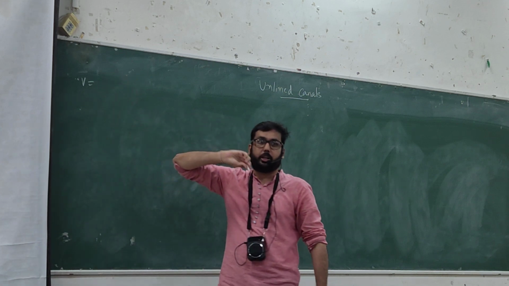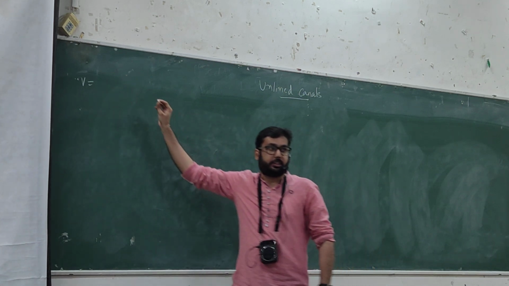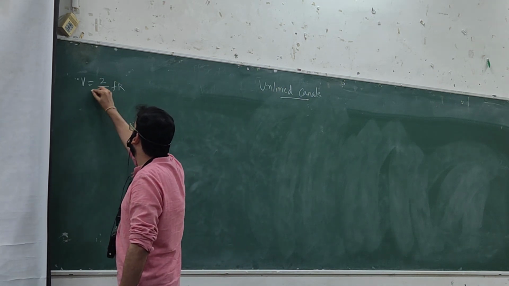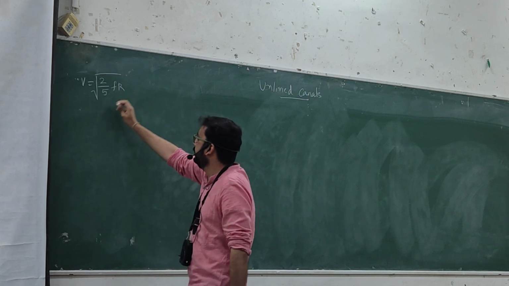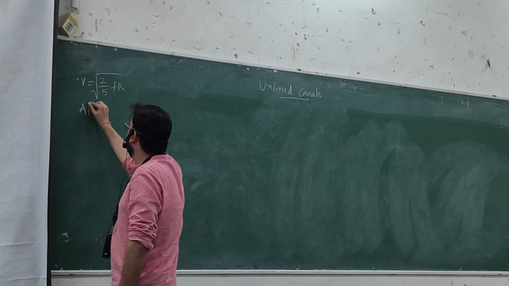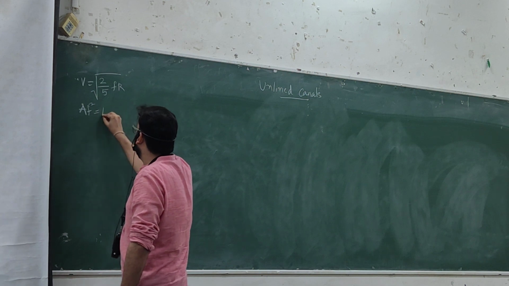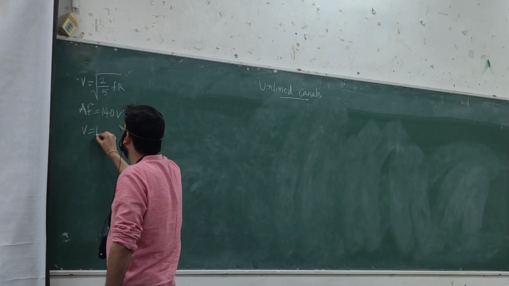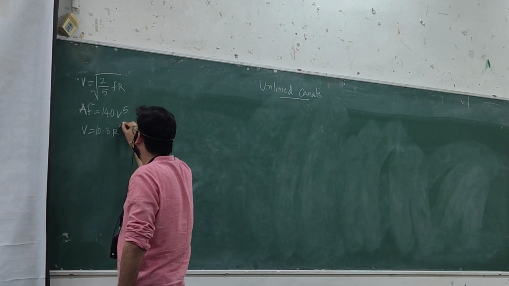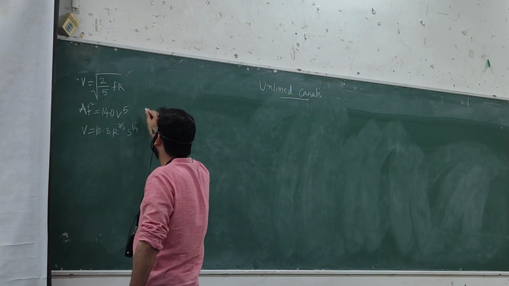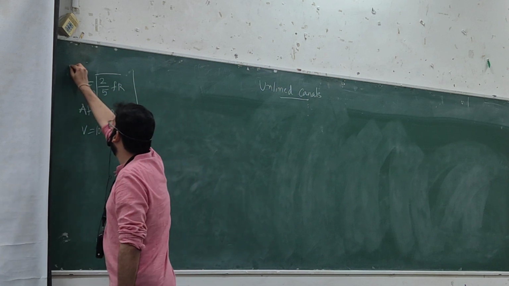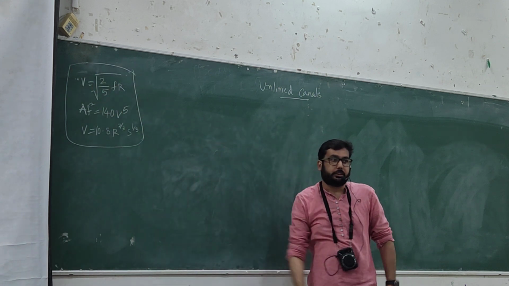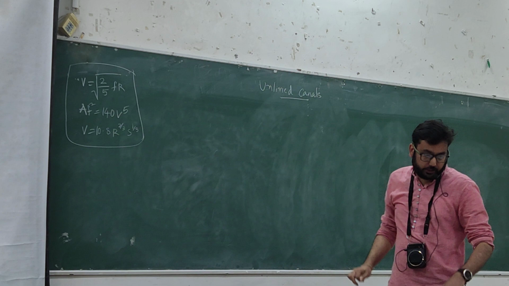So, we saw 3 fundamental equations from Lacey, which are: velocity is a function of F and R, and then area is also a function of velocity. Then we have velocity. So these are the 3 fundamental relations that Lacey gave based on the empirical data.